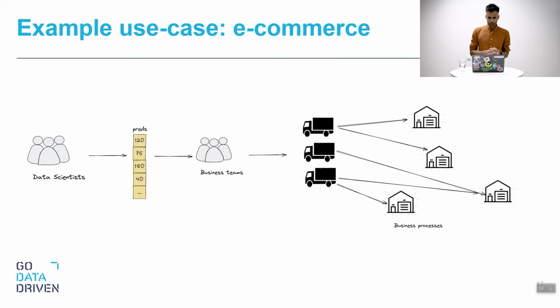So it's important to be aware here that we, as data scientists, are producing these predictions which are then passed on to business teams, and that there is actually a subsequent process that occurs from this. So you can see here there's all sorts of lorries which are being driven to various stores around this region.